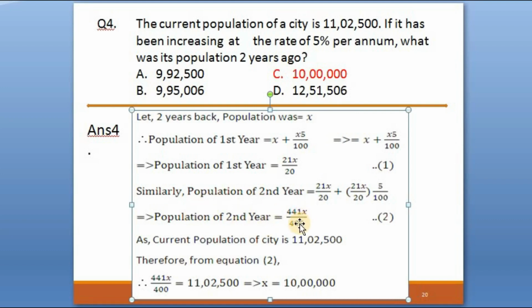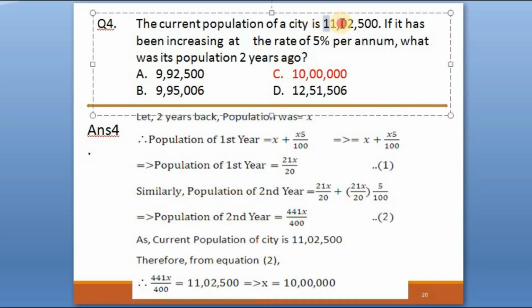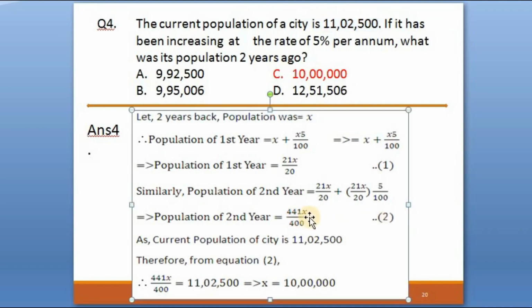Now as per the given condition, the current population is 11,02,500. So we will equate this with the second equation. So 441x divided by 400 is equal to 11,02,500. So from this equation, by simplification, we will get the value of x as 10 lakhs. So 10 lakhs was the population 2 years back. So out of these options, C is the right answer, right?